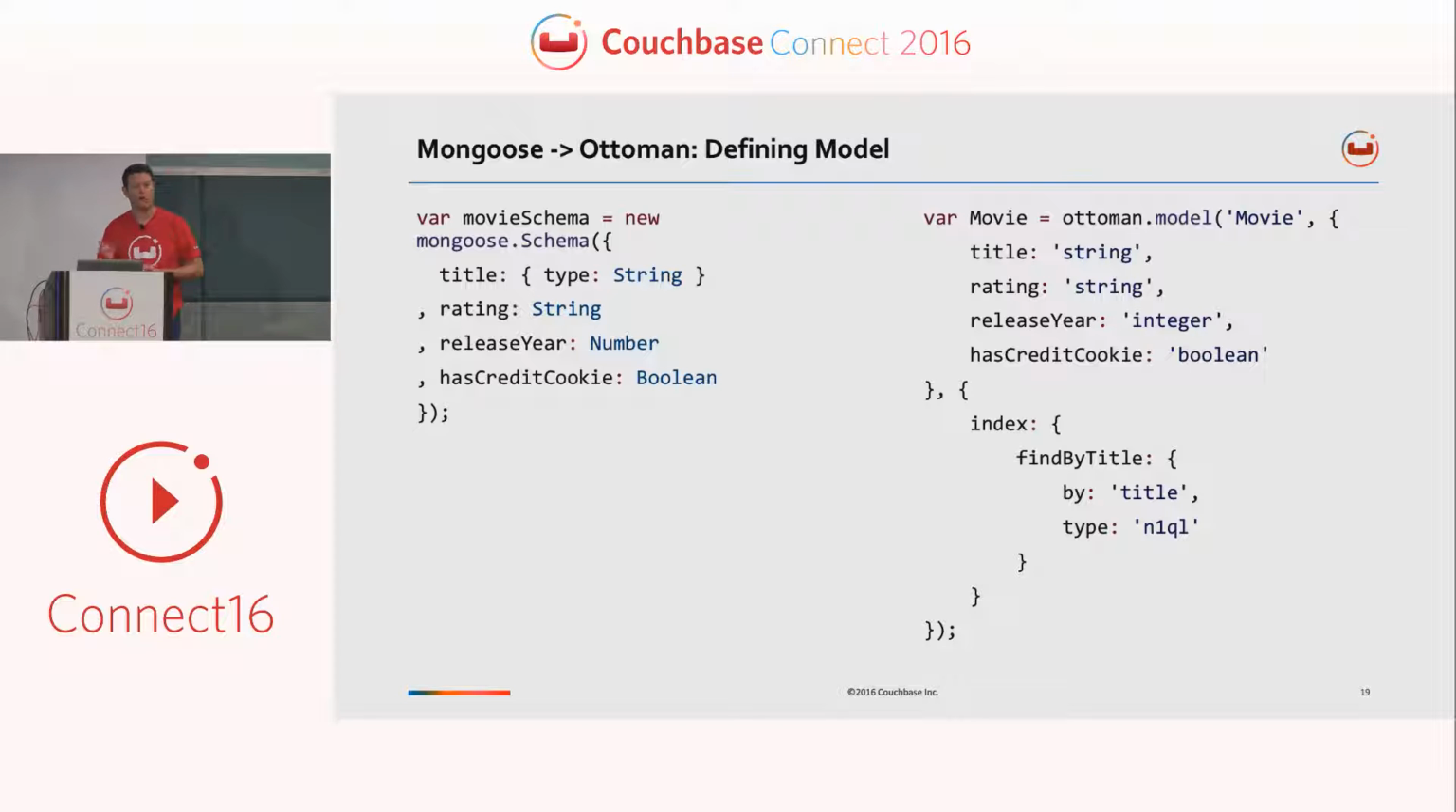Couchbase is a little different, right? We don't usually use collections. Instead, we have a pattern that frequently comes out, and Ottoman is opinionated about that pattern in this particular case, where it will add a type field to your documents automatically based on the type of the object. So on the right-hand side, what you have is you have Ottoman defining a model, and we're defining movies. And our movies need to have titles, ratings, release years, and credit cookies. The other thing that I've done here, since we've already talked about it a bit, is I've added a specific index as an option to be able to create that index.